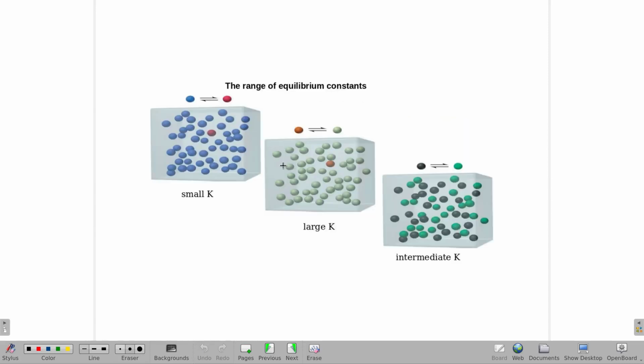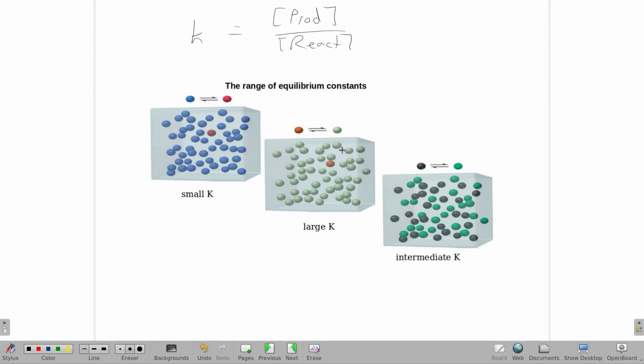Alright, so what does that look like? Technically, we're going to have different size K's that tell us more about what's going on in the environment. So a small K, and think about the K being a product over reactant type thing. If you had a small fraction, that implies that the bottom number is bigger, right? Or the top number is small. Well, that does imply in this case that most of your reaction is still reactants.